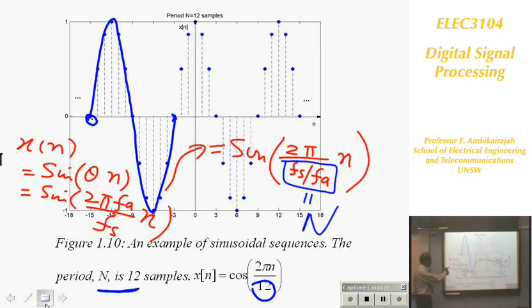So just go through these examples again to work them out. You will be given the analog frequency and digital frequency and asked to find the period. That's the way you do it. It's very simple.